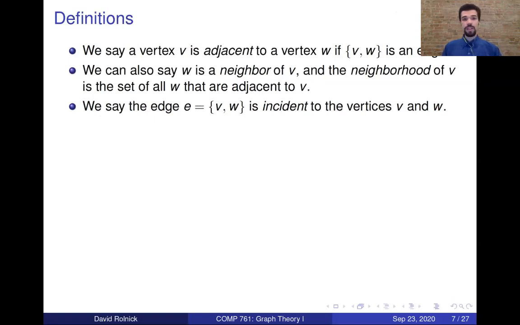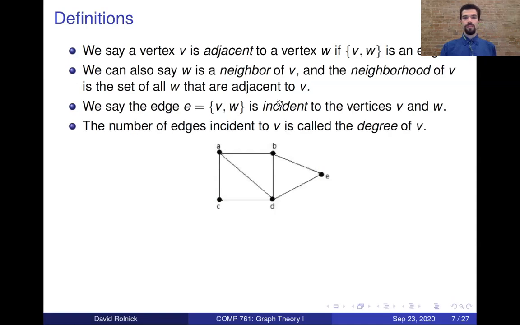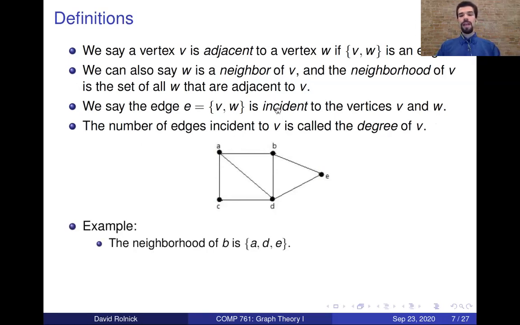Another piece of notation, we say the edge E between V and W is incident to the vertices V and W. So two vertices are adjacent, and the edge between them is incident to each of those vertices. So the number of edges incident to V, or alternatively the number of vertices which are adjacent to V, is called the degree of V. Just how many edges. As an example, the neighborhood of B is A, D, E. And how many vertices are in the neighborhood? Well, there are 3, so the degree of B is 3. 1, 2, 3. The degree of D, on the other hand, is 4. 1, 2, 3, 4. Cool.